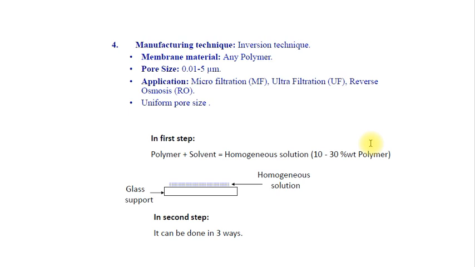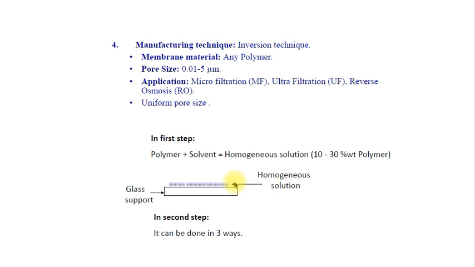The next and most important method is the phase inversion method, or the inversion technique. Most of the membranes used in reverse osmosis and other processes are created by phase inversion processes only. This is a very simple process. You make a polymer solution in a solvent. You take a polymer as well as a solvent and create a homogeneous solution. The concentration of polymer ranges from 10 to 30%. Then you just cast that solution on a glass support.